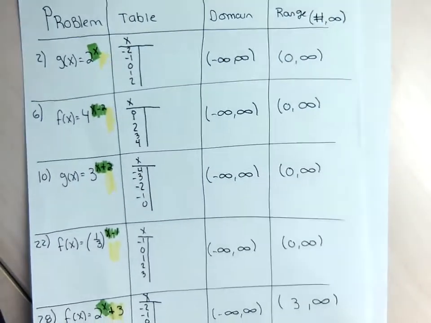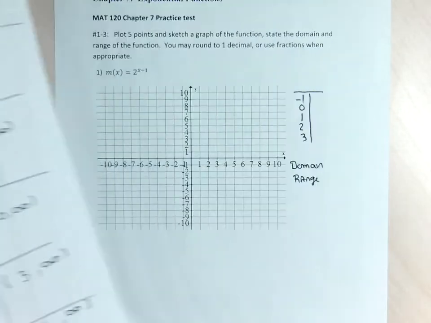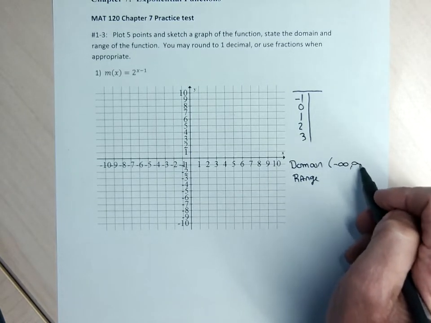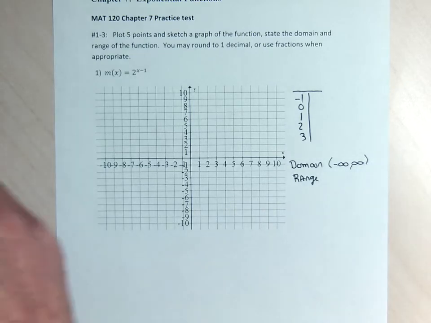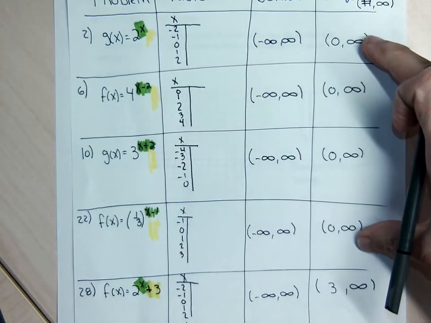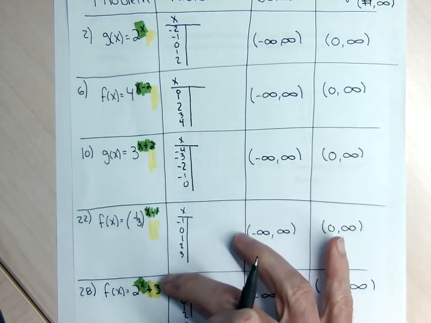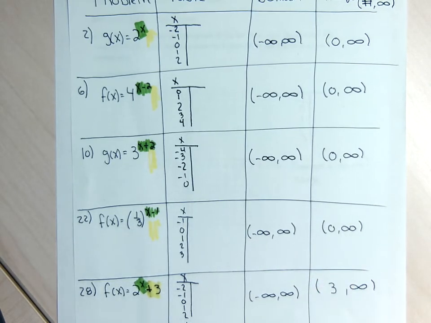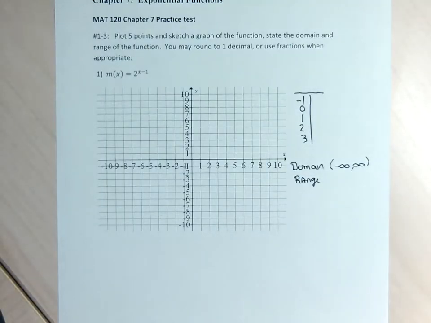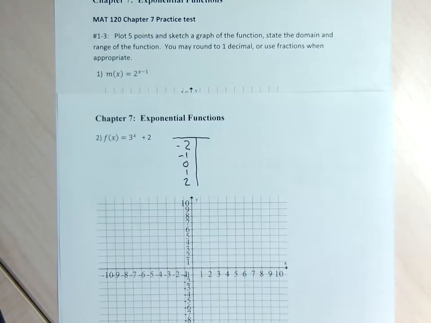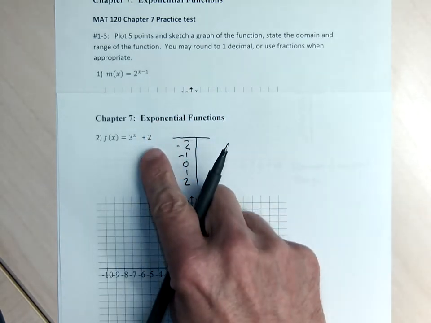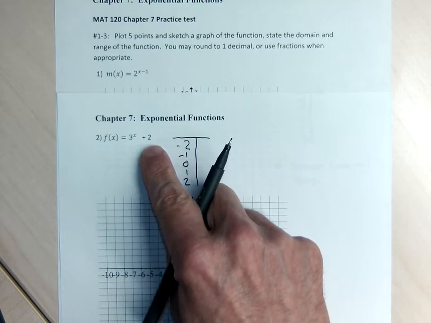For the domain, all exponential functions have domains of negative to positive infinity. There isn't any work for the domain, and there really isn't any work for the range. To get the range, if there isn't a number written after the exponent, the range is 0 to infinity. If there is a number after the exponent, the range is that number to infinity. Contrasting the problems, in problem 1, there isn't a number after the exponent, so the range is going to be 0 to infinity. In problem 2, there is a number after the exponent, so the range is going to be that number to infinity.